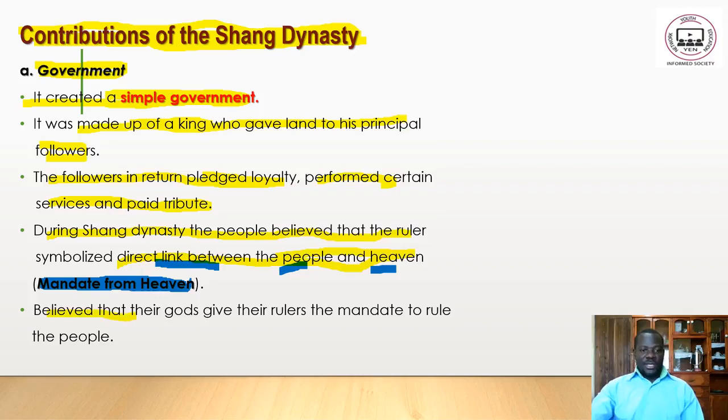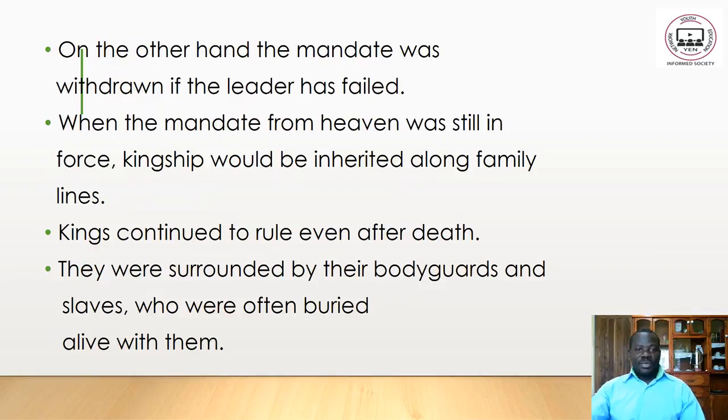So it was believed that their gods gave their rulers the mandate to rule the people. They believed that it was the gods who were giving the ruler the mandate to rule. But the mandate was withdrawn if the leader failed. If the leader proved to be a very bad leader and people were complaining now and again, then they believed that the mandate was being withdrawn from that ruler.